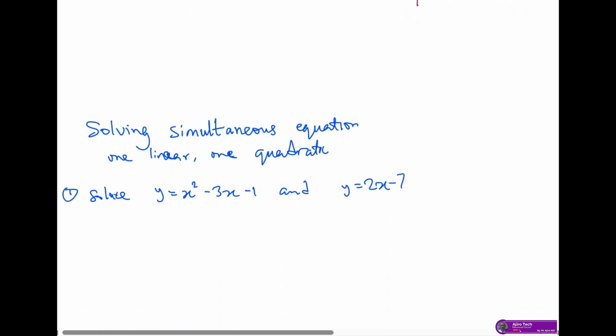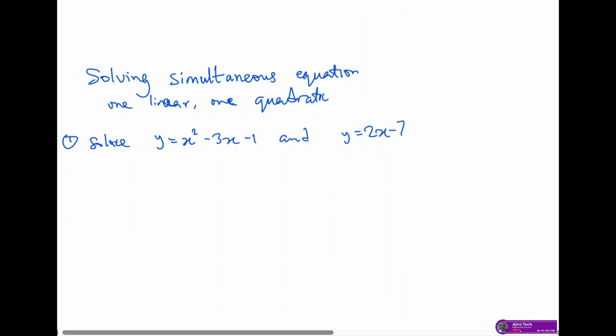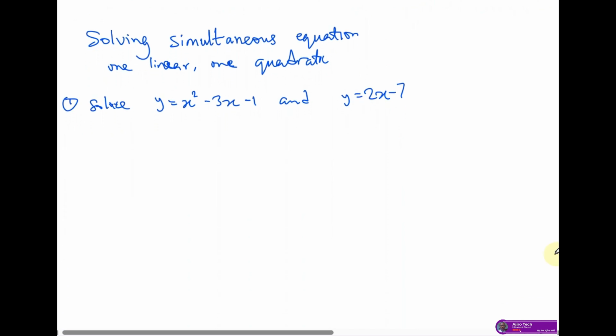Solving simultaneous equations, one linear, one quadratic. How to solve this? This one is even simpler because y is the subject in the two equations. This is equation 1, equation 2. Y is the subject, so just equate the two of them. Therefore, we have x squared minus 3x minus 1 is equal to 2x minus 7, since the y's are the same.